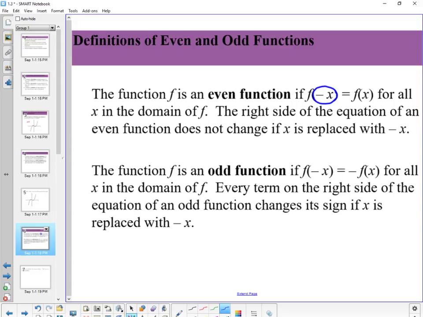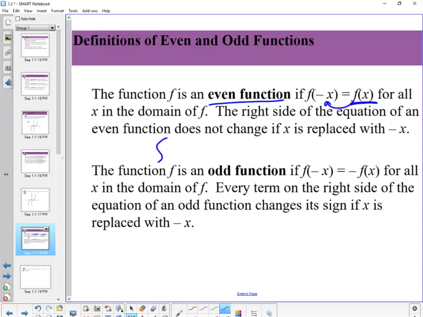So if it's even, and you put in that negative x, and everything comes back the same, like it originally was, then it's an even function, okay? So you plug in a negative x for all the other x's, you simplify it, and if you get the same function back, that means that your original f of x equals f of negative x, then it's an even function, okay?